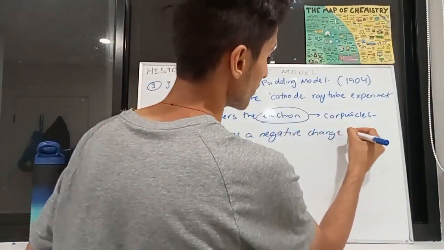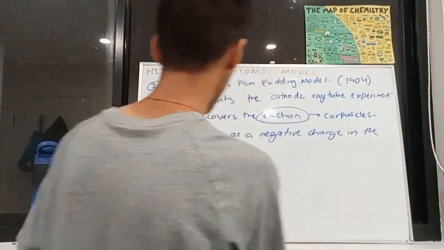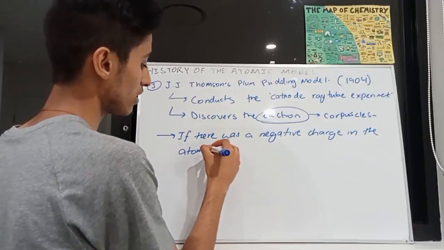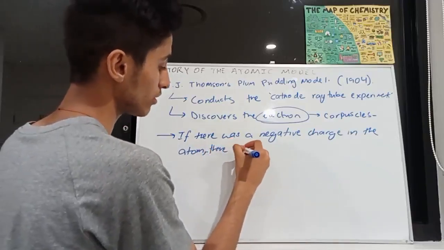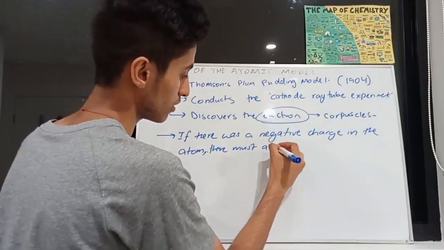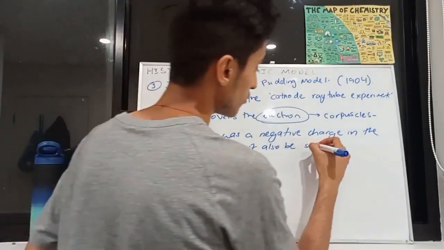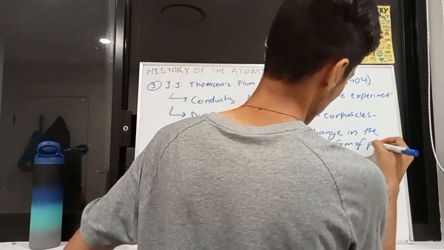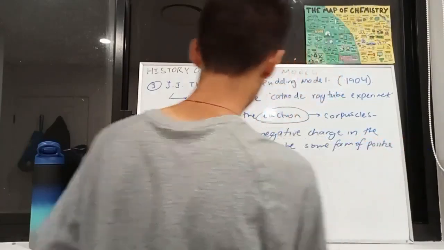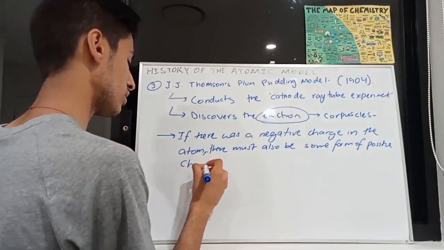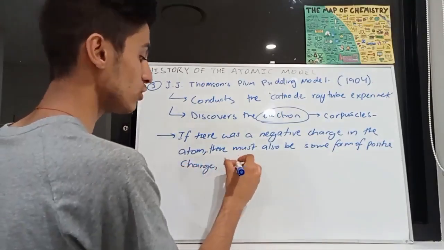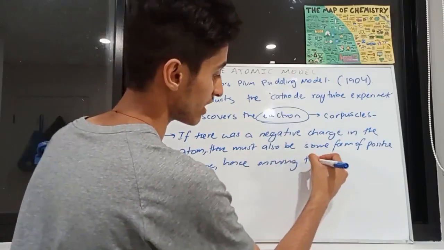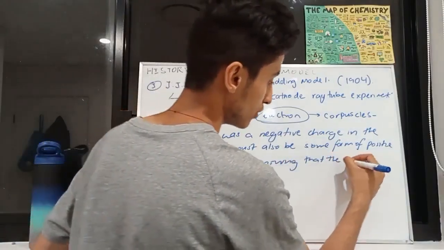So if there was a negative charge in the atom, there must also be some form of positive charge, hence ensuring that the atom remains neutral.